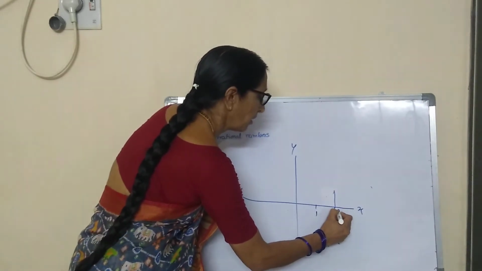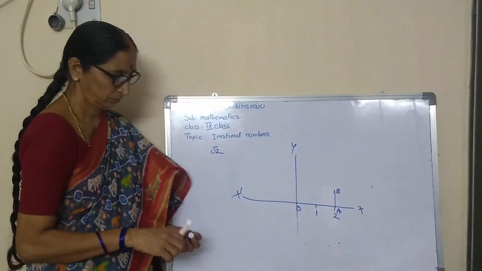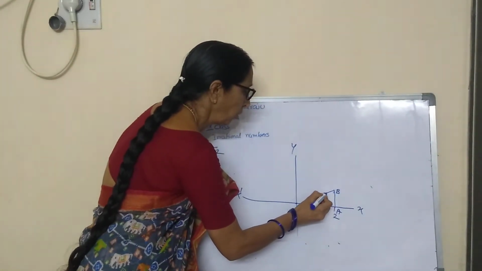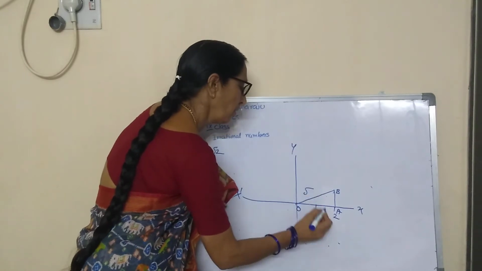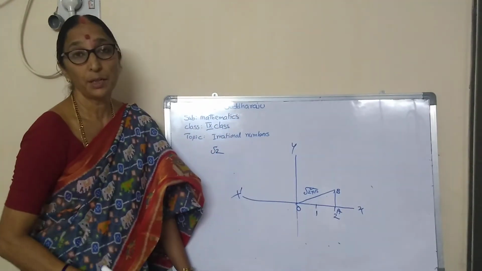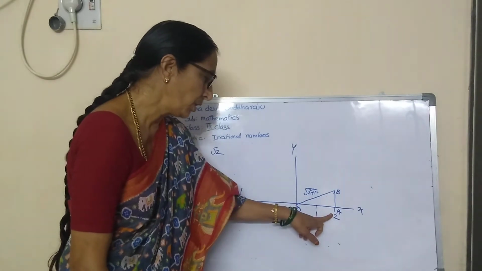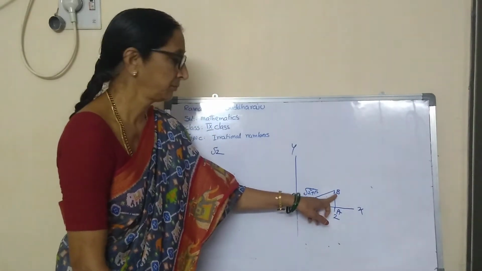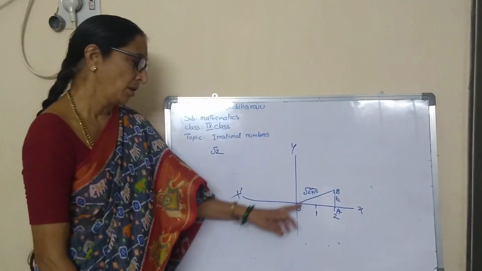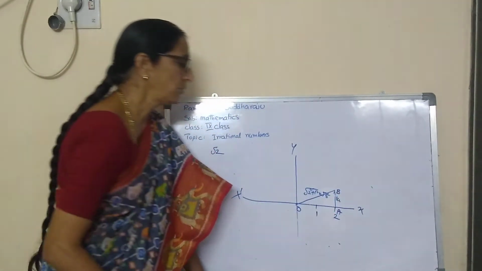This is A and B. This is origin O. Join OB. OB gives 2 square plus 1 square according to the Pythagorean theorem. OB, the hypotenuse, squared is equal to OA square plus AB square. This is 1 unit and this is 2 units. So what is the value? It is root 5.